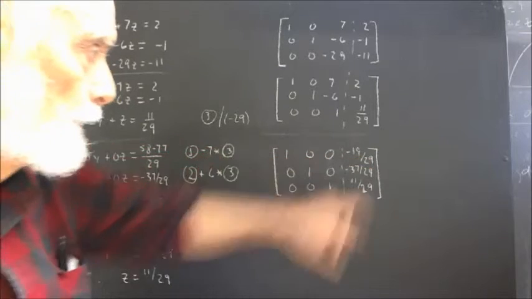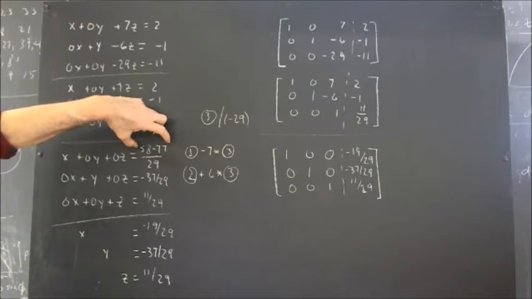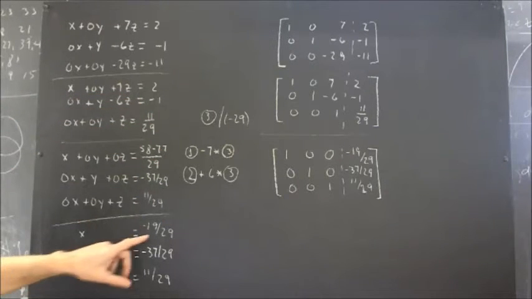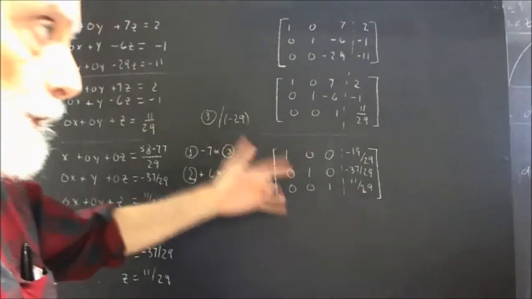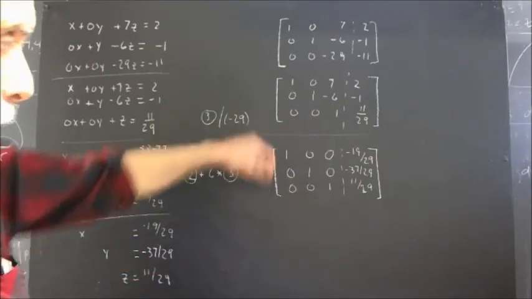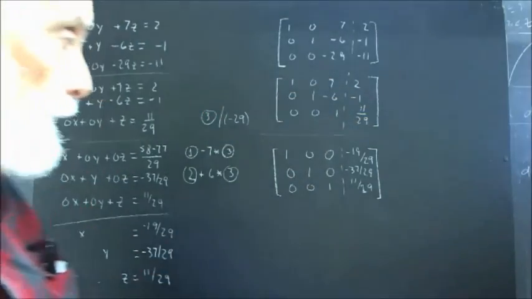Okay, I've made that correction. And now I've just written down what these equations tell us. I've simplified the 58 minus 77. But we get x equals negative 19 over 29, y equals negative 37 over 29, z equals 11 over 29. And of course, this reduced matrix gives us exactly the same information, x and nothing else, equals negative 19 over 29, etc.